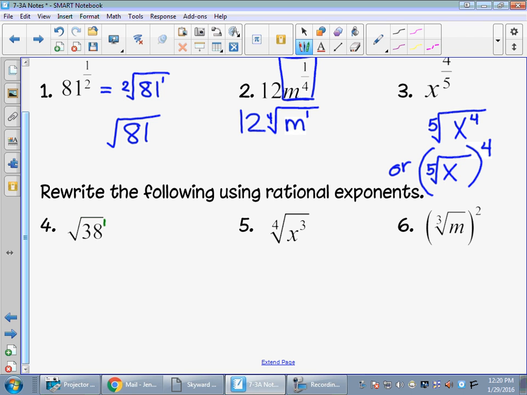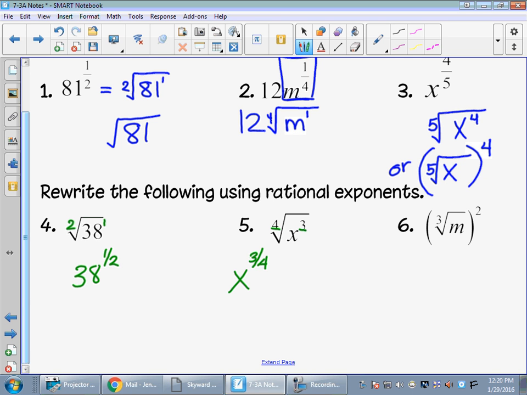And when there's no number here for the index, it's assumed that it's 2. So to rewrite that with rational exponents, it becomes 38 to the 1/2 power. For number 5, I've got an exponent of 3 and my index of 4. That becomes x to the 3/4 power.